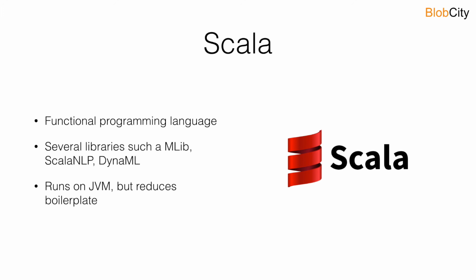Scala is a functional programming language. It is based on Java but greatly reduces the boilerplate. The functional coding style makes the code more readable from a data science perspective. There are several machine learning models built on top of Scala. One of the popular ones is MLlib, which is available within Apache Spark. There are also other libraries like ScalaNLP and DynaML.